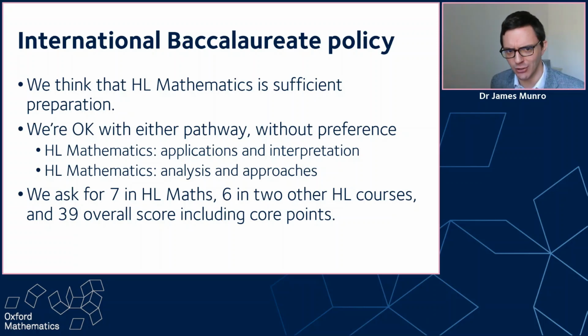Our standard conditional offer for maths at Oxford is 766, with 7 in higher level maths, 6 in 2 other higher level courses, and a requirement for 39 overall, including core points. That's the standard offer we make on the International Baccalaureate. Okay.